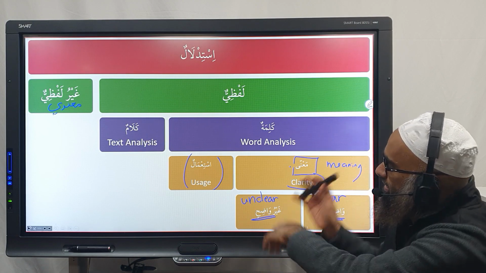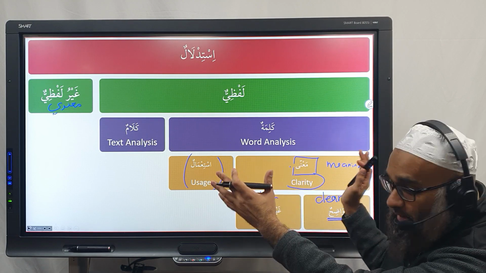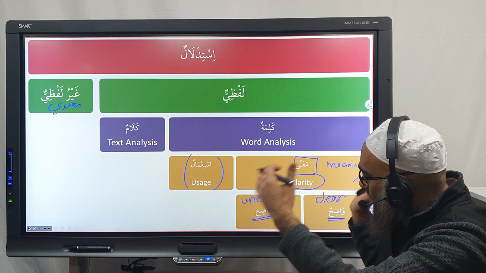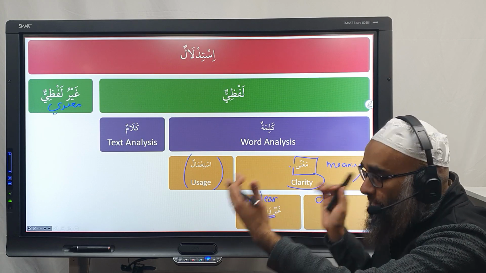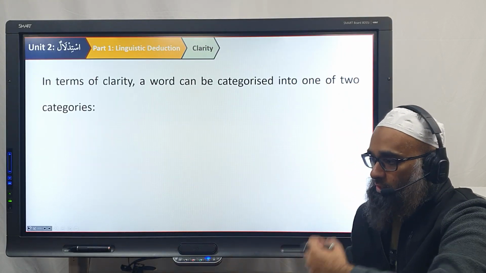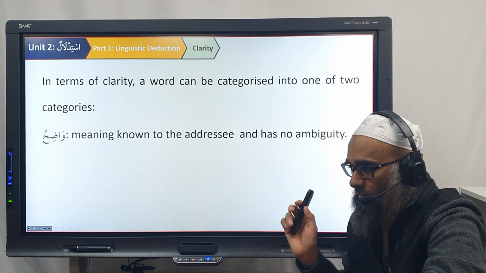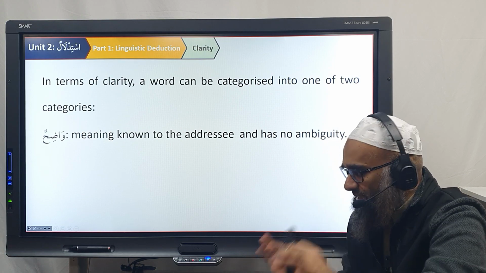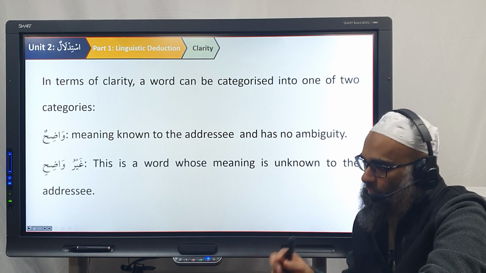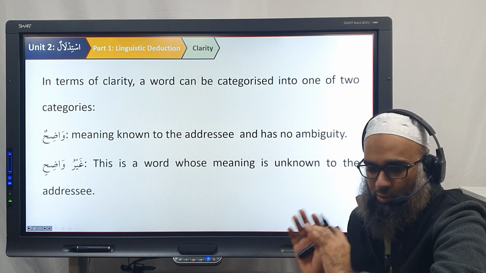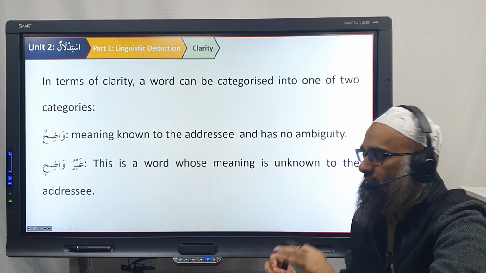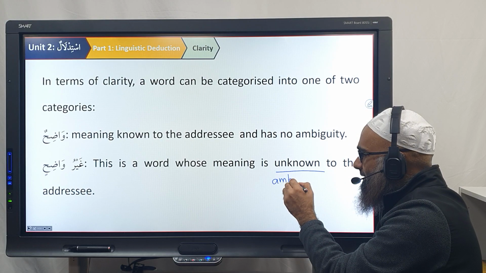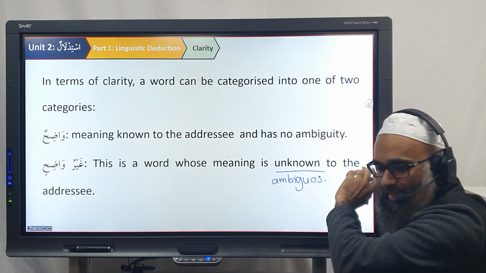You understand? So this is how we will start analyzing the individual words of a Quranic verse, of a hadith as well, but mainly Quranic verses, so we can analyze what it means and how we get to a deduction from there. In terms of clarity, a word can be categorized into one of two categories. We can call it wadih: the addressee, the person you're speaking to, knows what is being said and there's no ambiguity. And ghayr wadih is the opposite: its meaning is unknown to the addressee, totally or partially. There's some kind of ambiguity in this word. It's not 100% known. Is that clear?